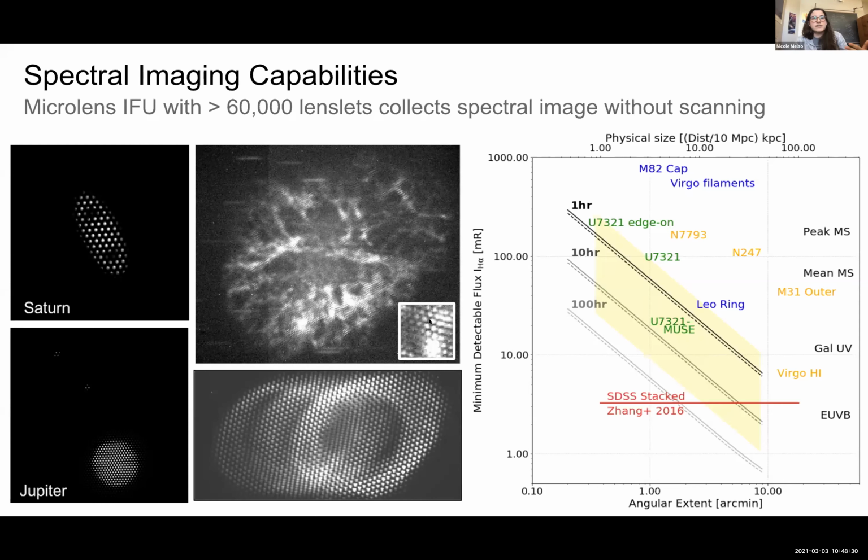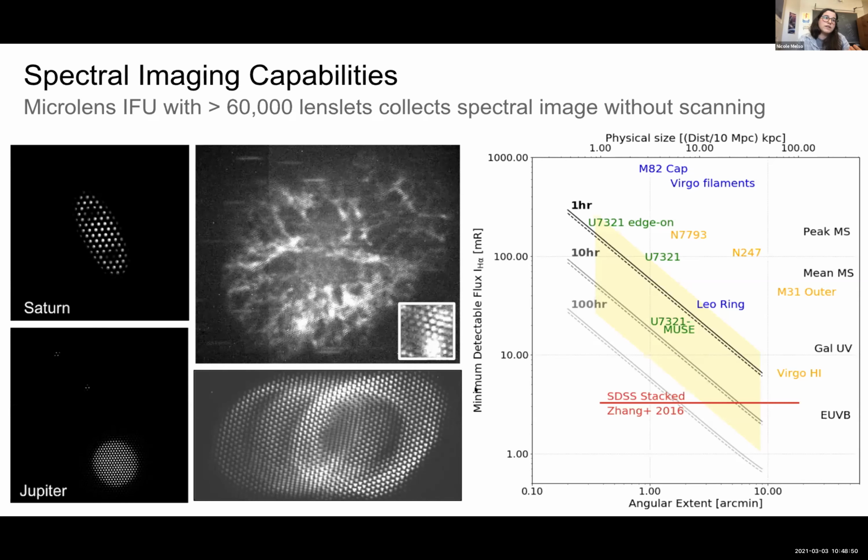So this image is actually a cube, because the position of the emission line in the spectral direction gives you the velocity. And in this way, we can use a single exposure to take a cube image that doesn't require us to scan. And we can stack these up to improve the signal to noise.